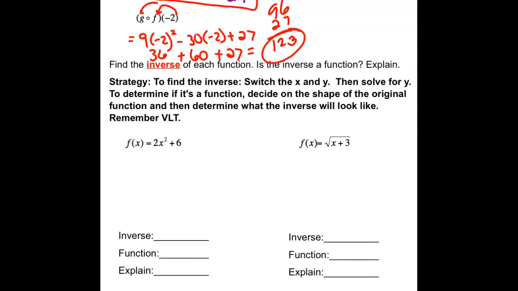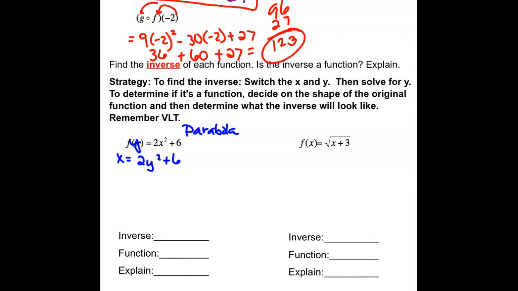So our first function f of x is 2x squared plus 6. If we visualize what this looks like, because it's an x squared graph, it's a parabola. Okay? We're going to find the inverse. Remember, f of x is really like our y, so we switch our x and y. So x equals 2y squared plus 6.